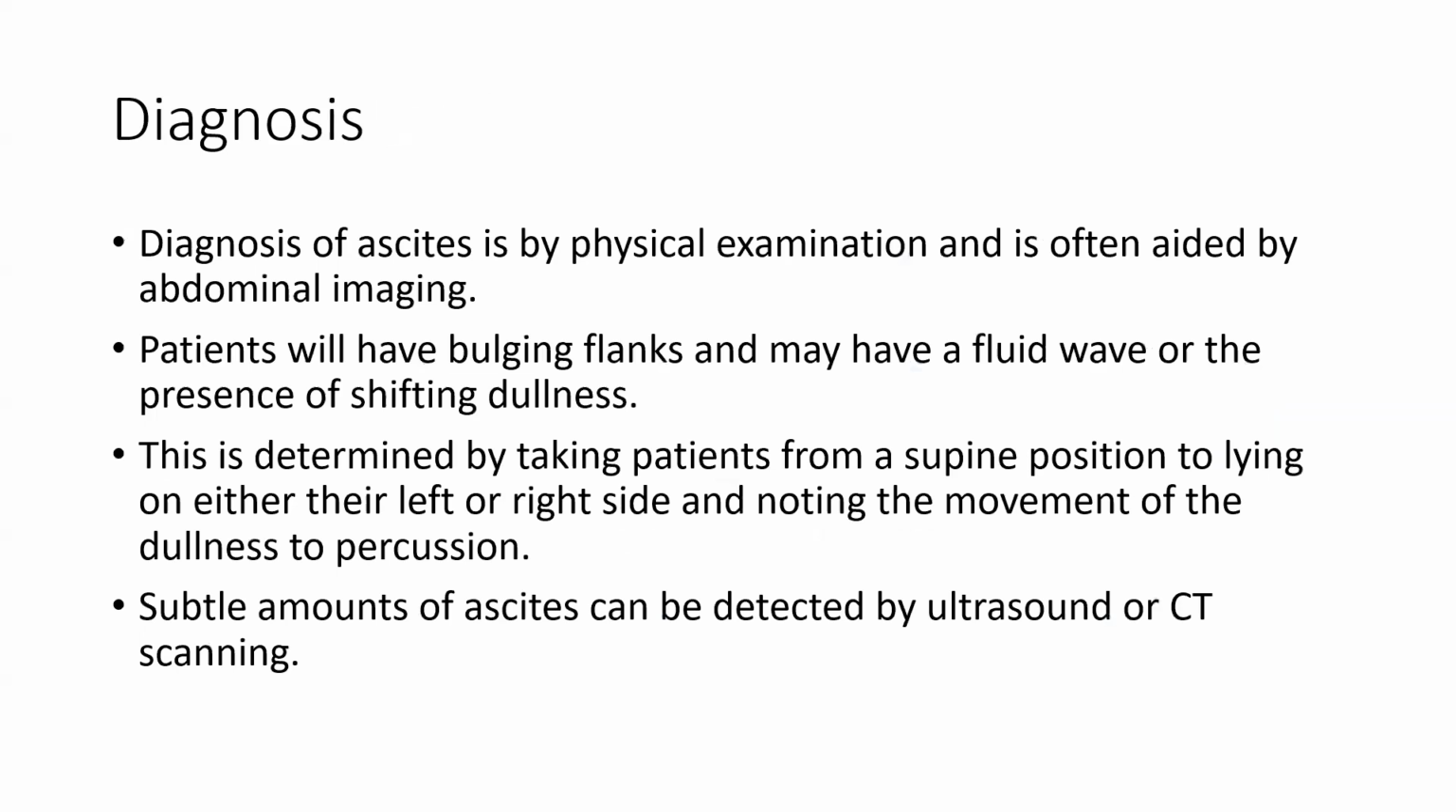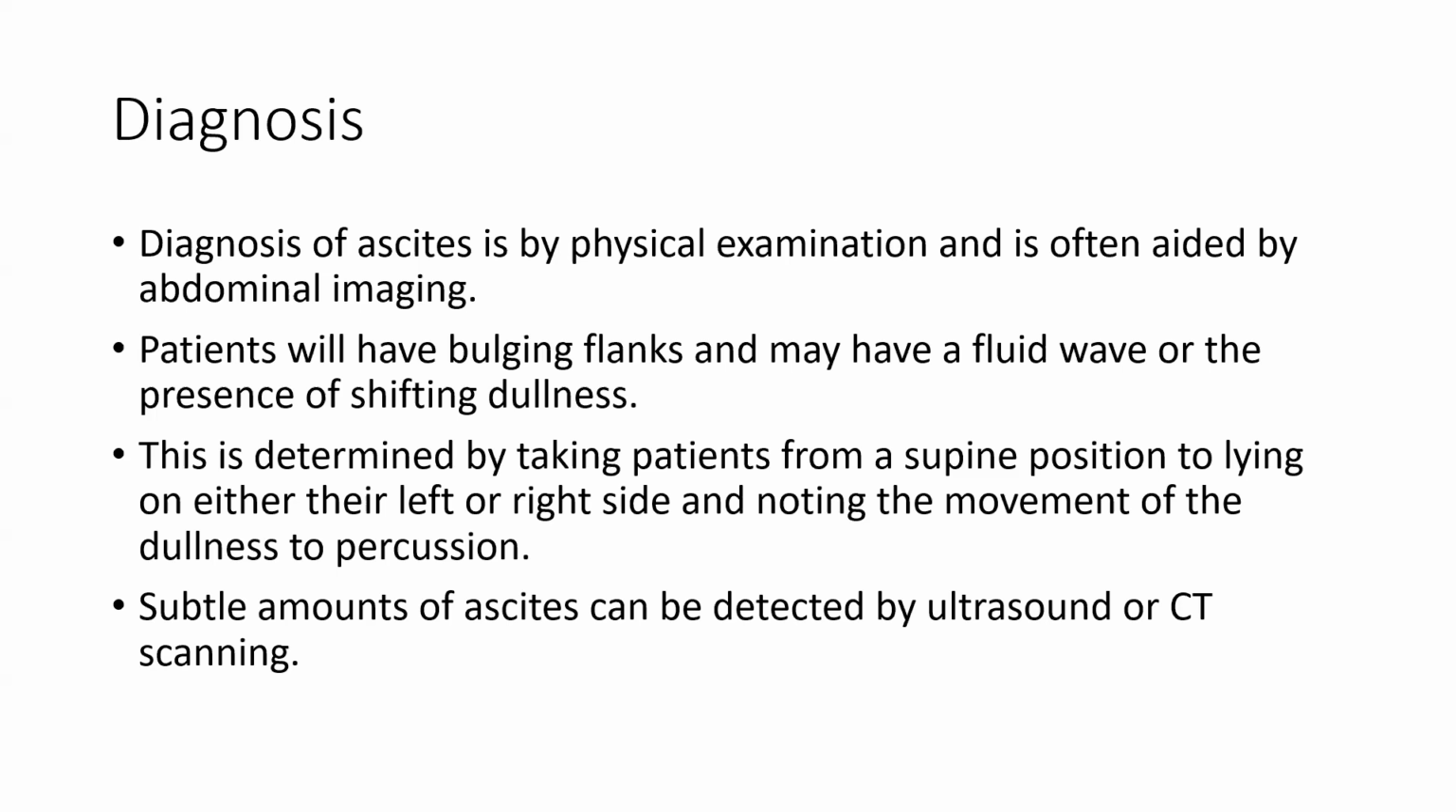Now about the diagnosis. Diagnosis of ascites is by physical examination and it is often aided by abdominal imaging. The patient will have bulging flanks and may have a fluid wave or the presence of shifting dullness, which is determined by taking the patient from the supine position to lying on either the left or right side and noting the movement of the dullness on percussion. Subtle amounts of ascites can be detected by ultrasound and CT scan.